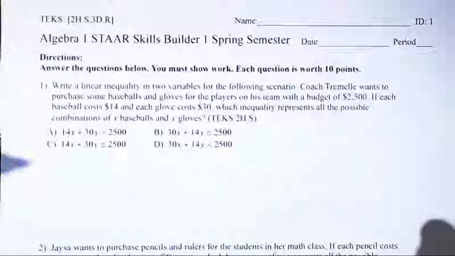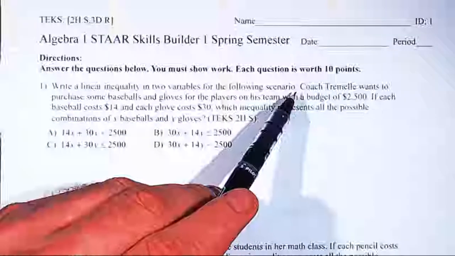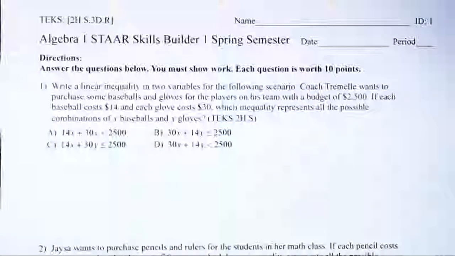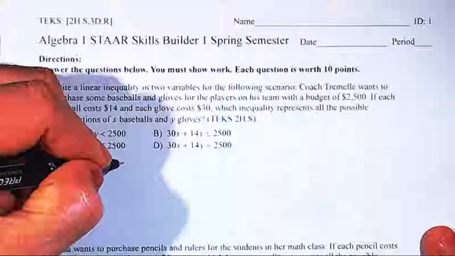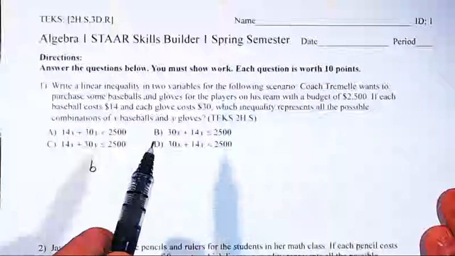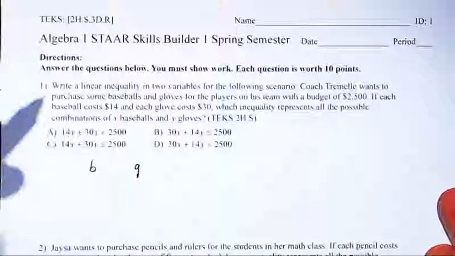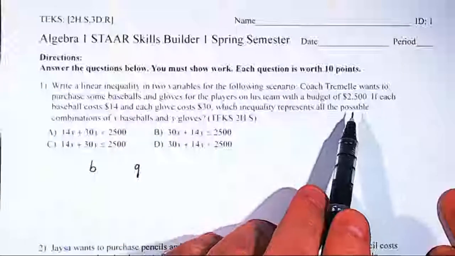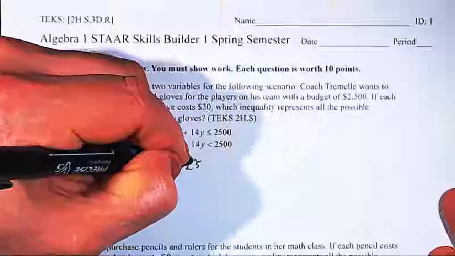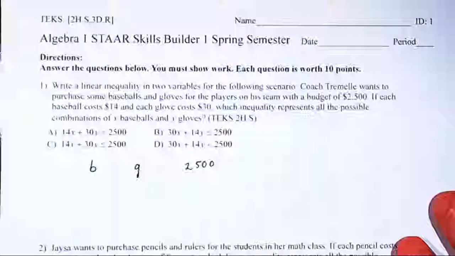But let's just read through this question one more time, the part that starts after the colon here. Coach Trammell wants to purchase some baseballs and gloves. So we know that our two variables are baseballs, which, like I said, we can denote with B, and gloves, which we can denote with G. All right. Baseballs and gloves for the players on his team with a budget of $2,500. So we know that something is going to happen, and there's going to be a 2,500 over here. And that's all we know. So let's go on to the next sentence.